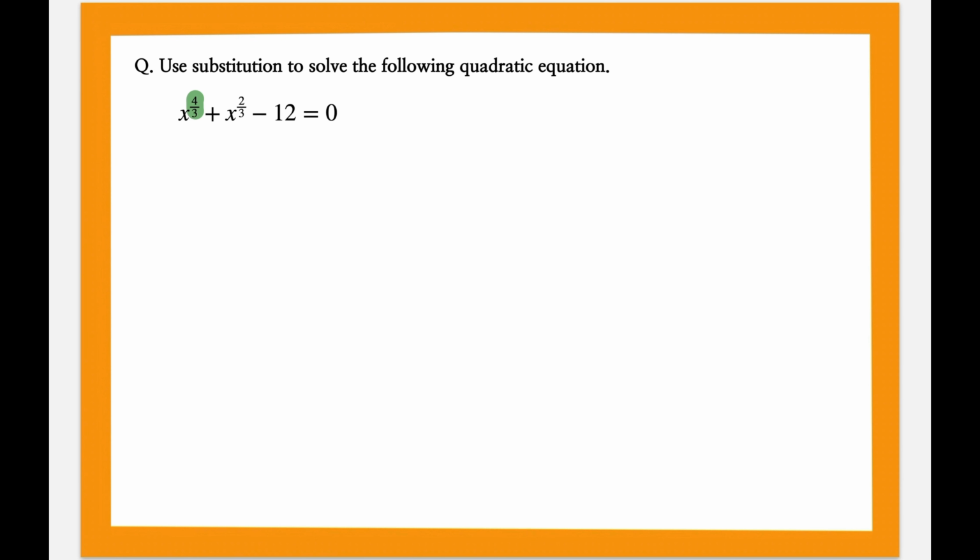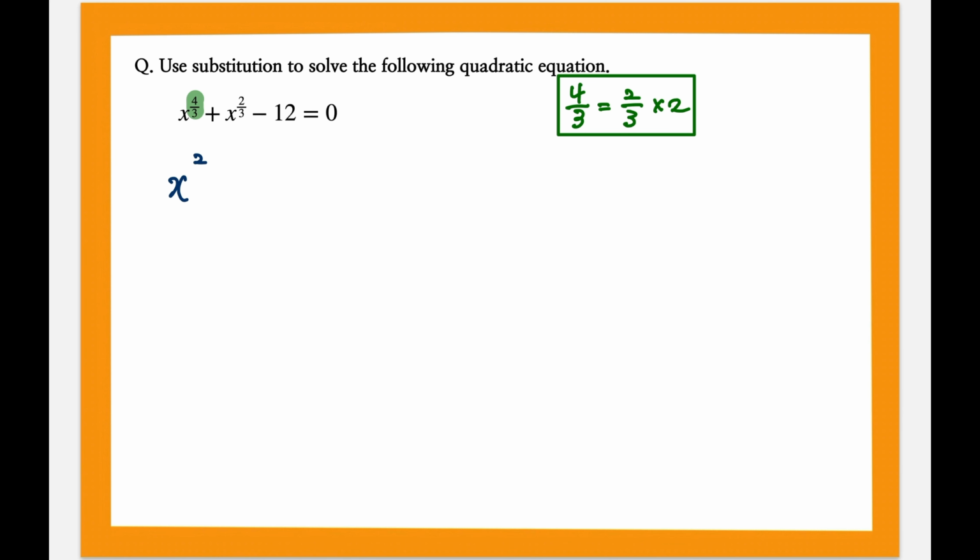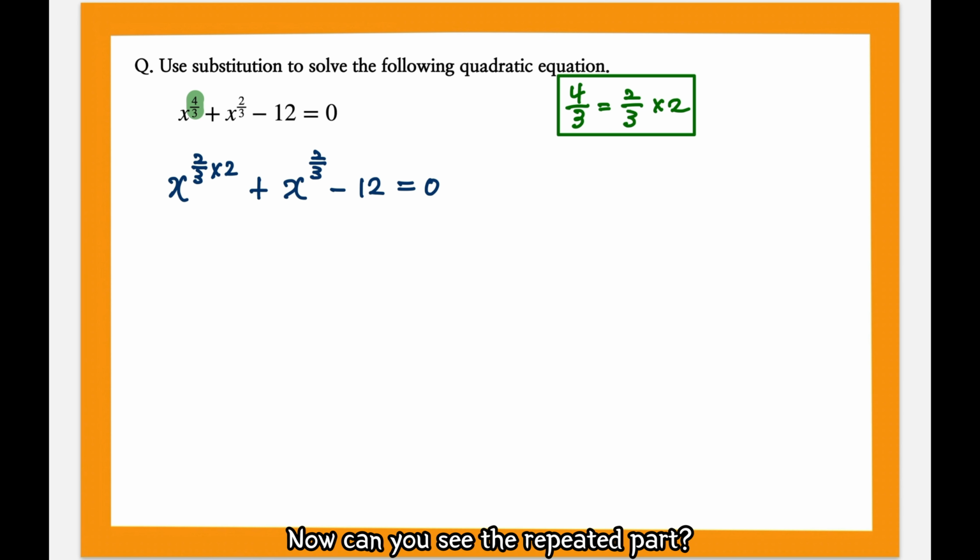So 4 over 3, the power can be split into 2 over 3 times by 2. This is the main point that you need to use to simplify the equation. Therefore, we can rewrite the equation into x to the power of 2 over 3 times by 2 plus x to the power of 2 over 3 minus 12 equals to 0. Now, can you see the repeated part? You can see that here and there are repeated.